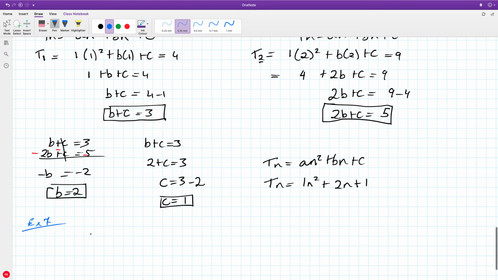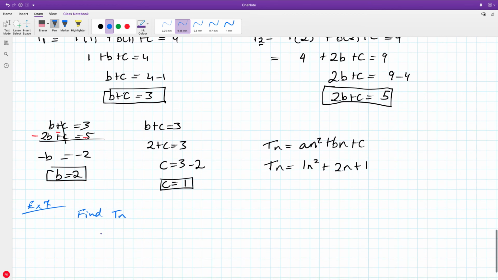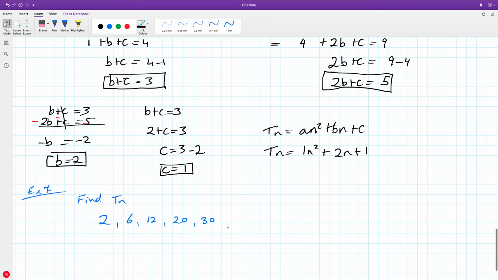Have a go at this one for me. Find Tn. So same thing again. 2, 6, 12, 20, and 30.